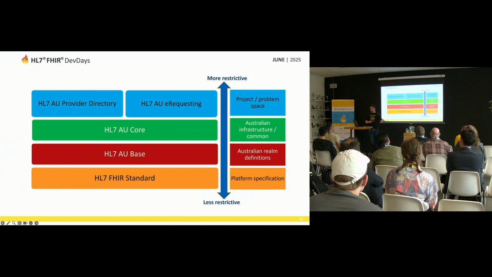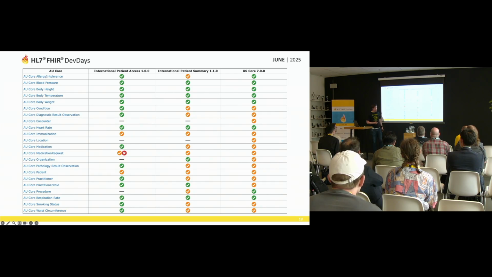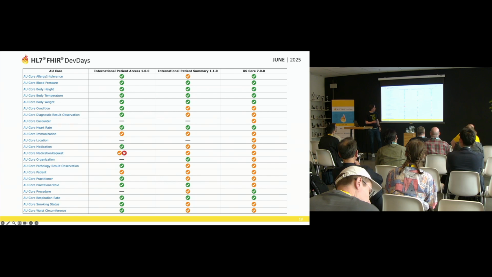And this is how they define it. They have the FHIR standard and then AU Base and AU Core on top of that. And then they further explain it like this, that AU Core, for instance, feeds into IPA and is compatible with IPA. So this is their announced goal. And then they do these kind of manual comparisons at edit time. So see all of their profiles, whether they are fully compliant with International Patient Access or International Patient Summary or US Core. So US Core is also kind of their aspiration for global harmonization.